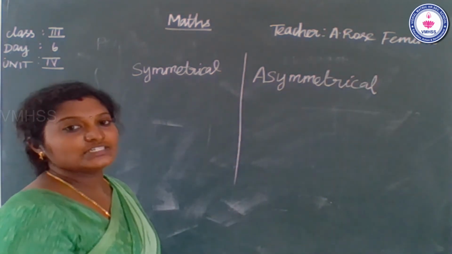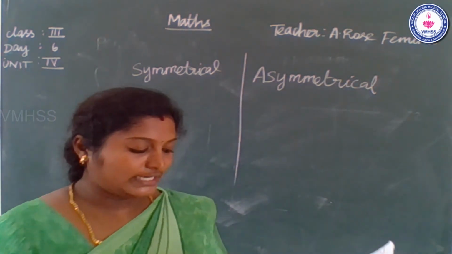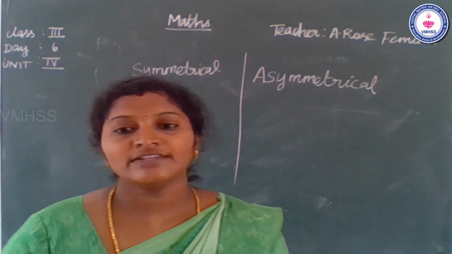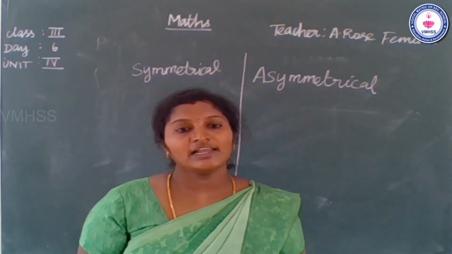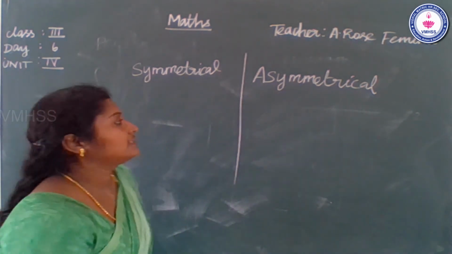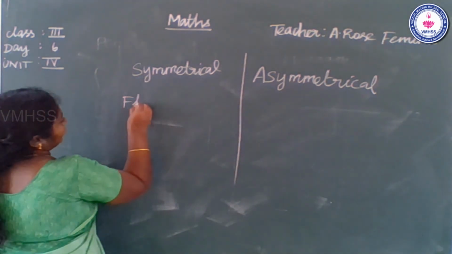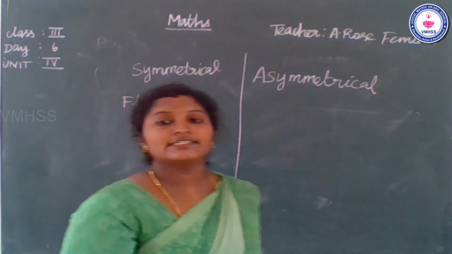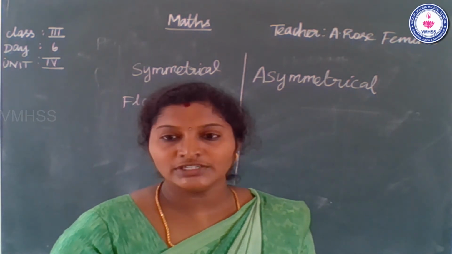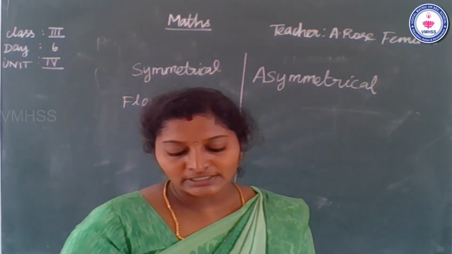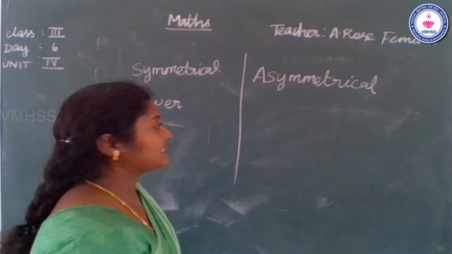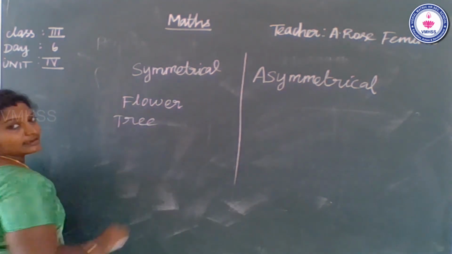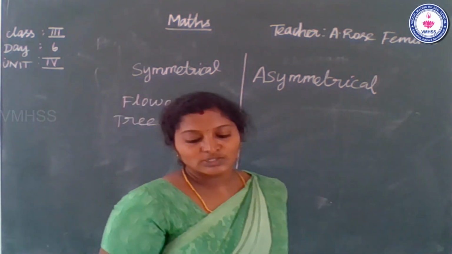Okay, so what is the first picture? First one is flower. So is this symmetrical or asymmetrical, ma? Very good. So flower is symmetrical. Okay, so what is the next one? Next picture, tree. So this is also a symmetrical picture.